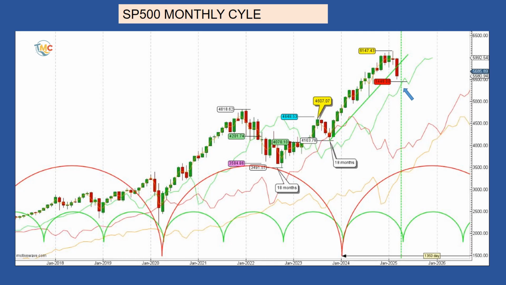Like I mentioned in a previous update, we should always have 2 scenarios. If the S&P 500 rebounds sharply after forming its low around its cycle line, then, at least for now, the bull market is still alive.